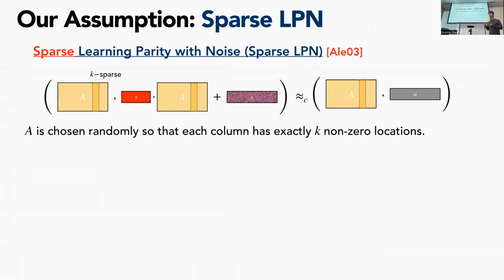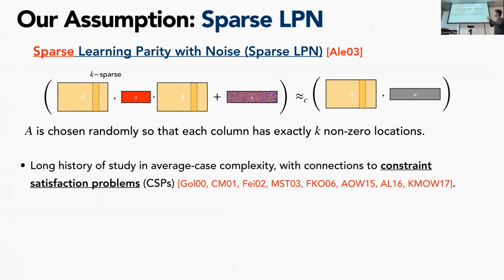So that was LPN. Sparse LPN is a twist on this assumption wherein the public matrix is no longer uniformly random, but chosen from the set of k-sparse matrices. Each column of A will now consist of exactly k non-zero entries, and the rest are going to be zero. And then we still want the indistinguishability to hold.